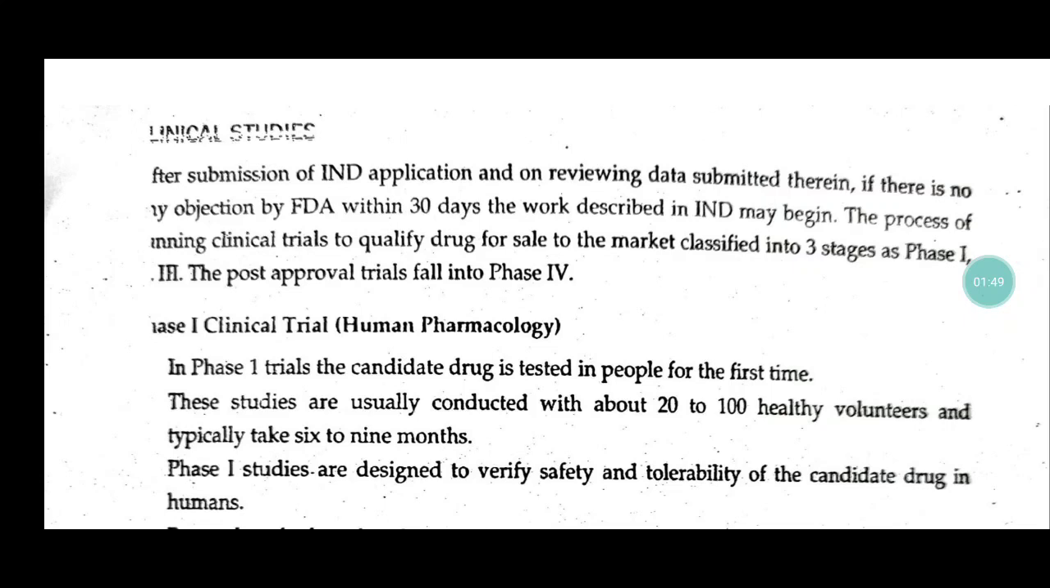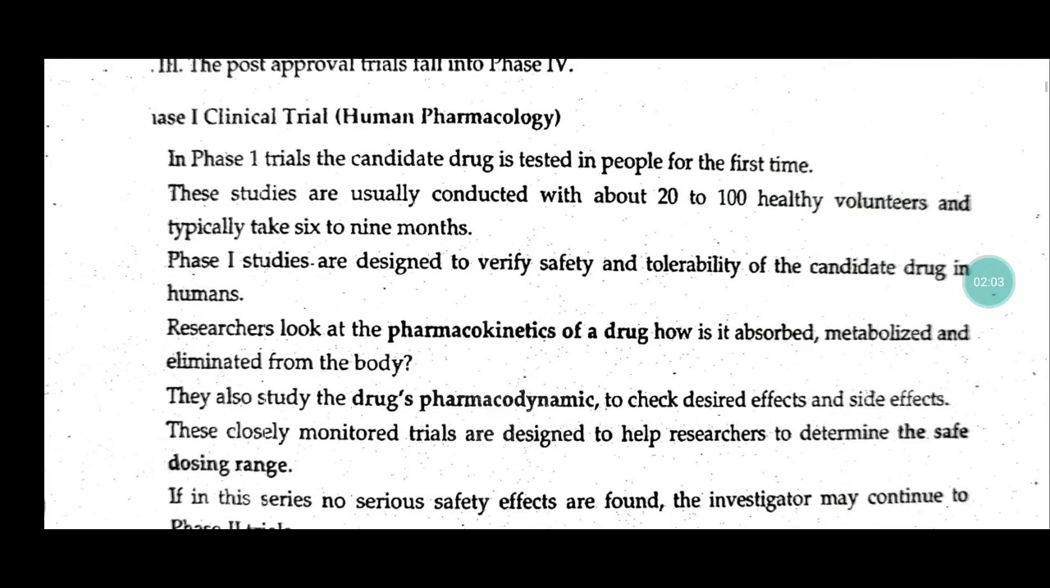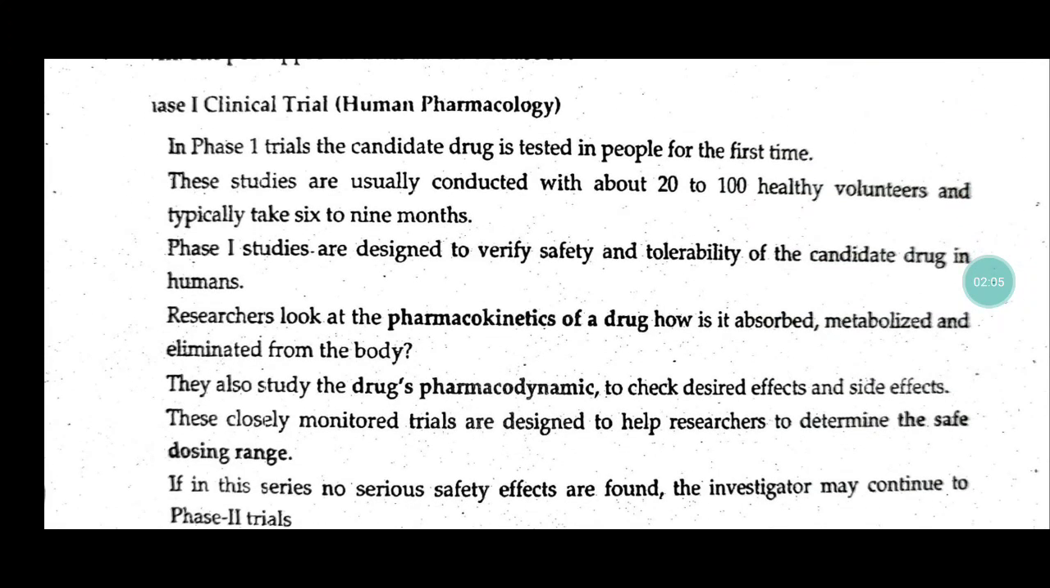The clinical trials to qualify the drug for sale to the market are classified into three stages, that is phase 1, phase 2 and phase 3. The post approval trials fall into phase 4. The phase 1 clinical trial is human pharmacology. In phase 1 clinical trials, the candidate drug is tested in people for the first time.